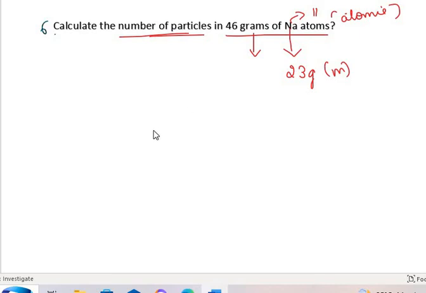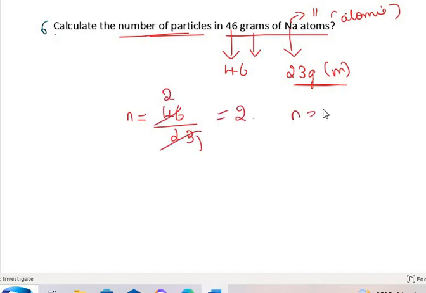Before calculating the number of particles, we shall find the number of moles, and then we will calculate the number of particles. First we shall apply the first formula. Number of moles is equal to given mass divided by molar mass. What is the given mass? 46 grams. 46 divided by, what is the molecular mass? 23. 23 1s are 23, 23 2s are 46. So number of moles is 2.